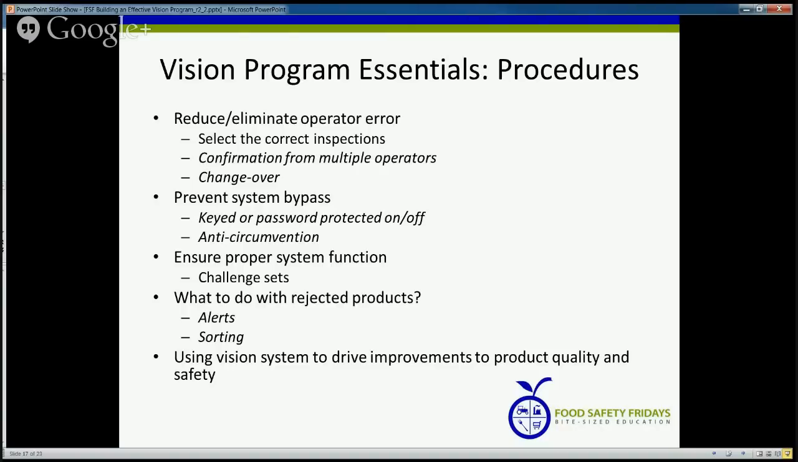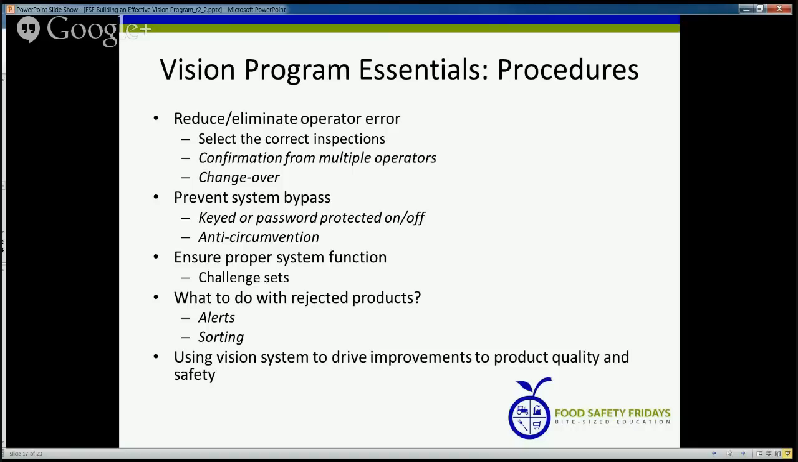And then also there are sometimes more insidious, I would say, attempts to bypass vision systems. For example, putting a picture of a good product in front of the camera to simulate that a good product has passed by the vision system. So having some way of catching those attempts to circumvent the system would be very important as well.